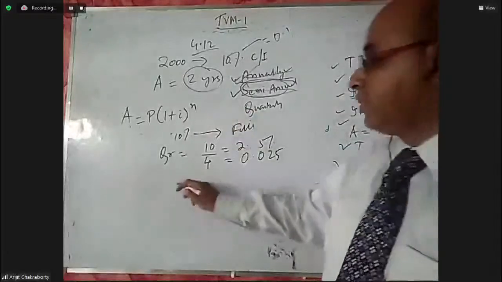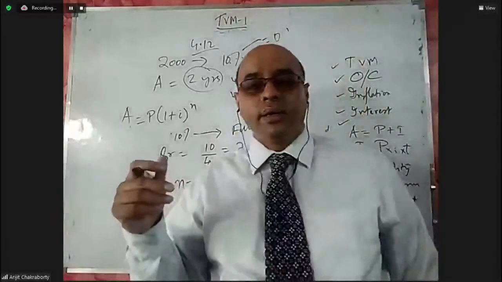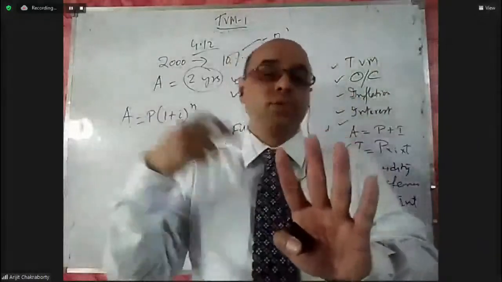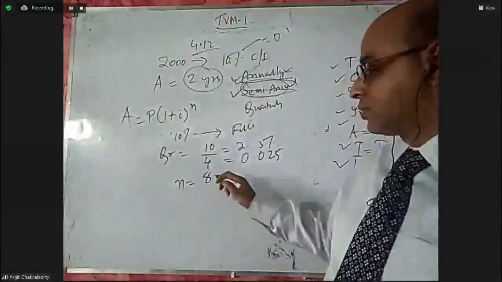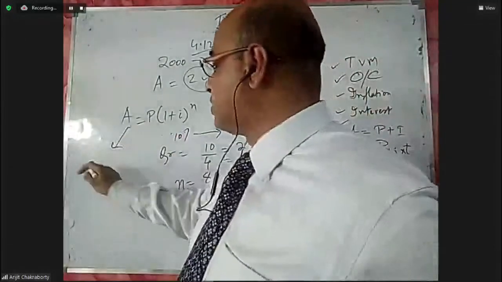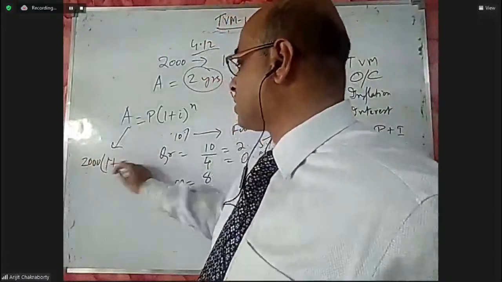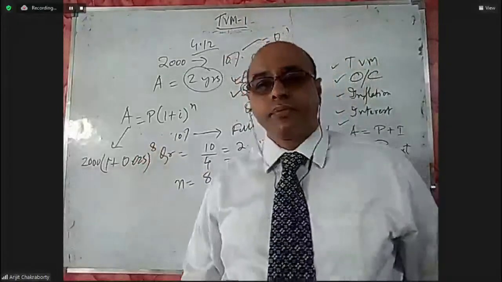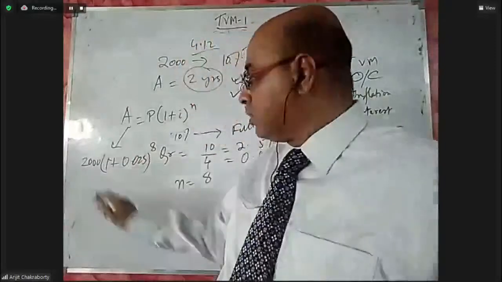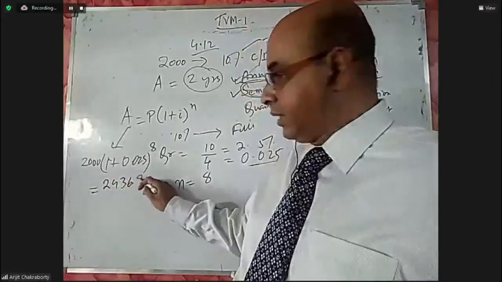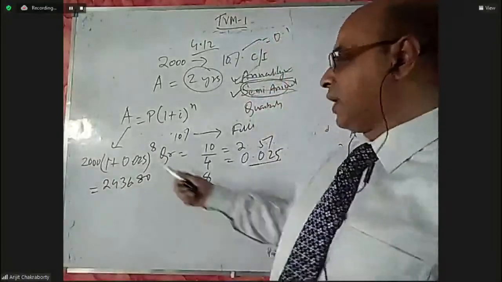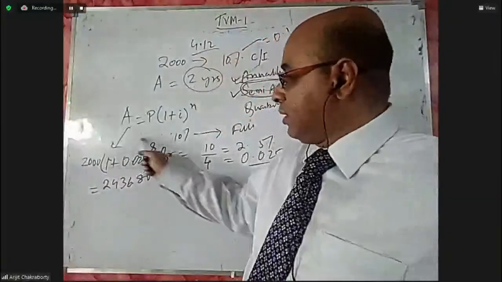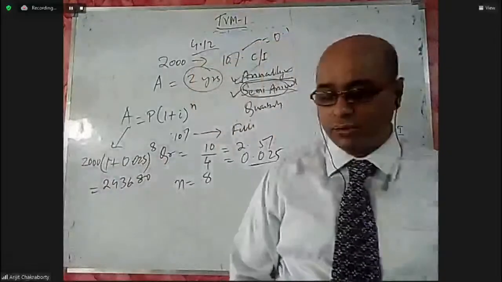Okay, and N will be how much? You have 2 years, and the compounding is done every 3 months, 4 times in a year. So in 2 years, it will be 4 into 2, 8 times. So n is 8. Therefore, the formula will be like this: 2000 into 1 plus I, I is 0.025, 0.025 to the power 8. Okay, this will come to around 2436.80. Right. So normally when you get these type of problems to the power 8, to the power 10, this entire value will be given. In most of the cases in the exam, the value will be given.